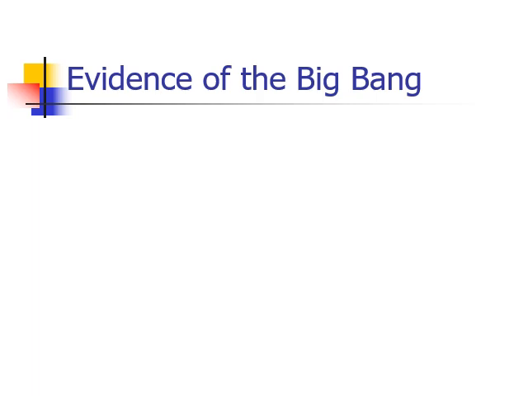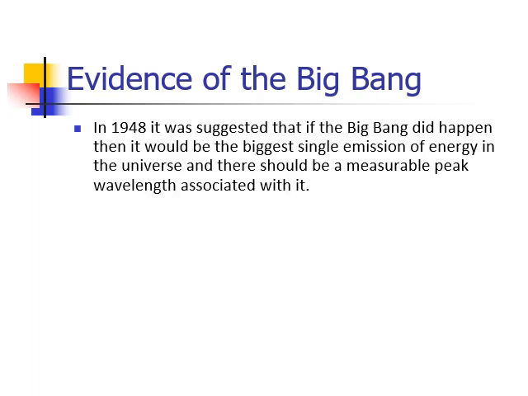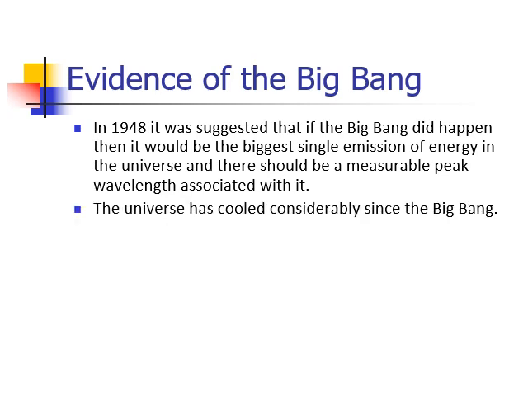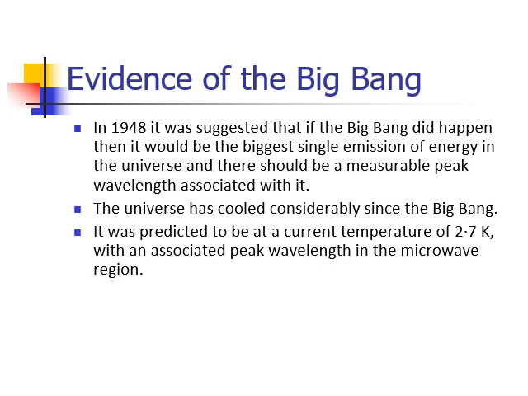So let's move on and look at some of the evidence of the Big Bang. The Big Bang theory was suggested in 1948, that it should be the single biggest emission of energy in the universe, and there should be a peak wavelength associated with this emission that occurred at the Big Bang. Since the universe has cooled quite a lot since the Big Bang, it's predicted that the current temperature would be 2.7 Kelvin, so there'd be a peak wavelength in the microwave region.